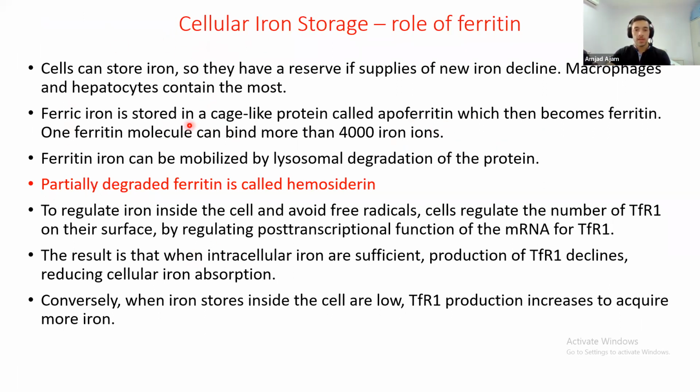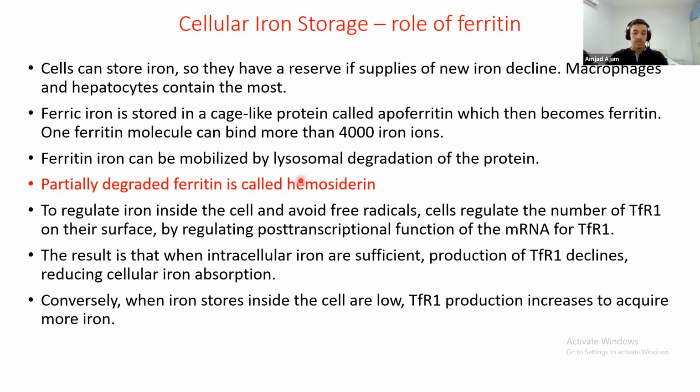Everything here, I think I stated it. So let's just go through it. Cellular iron storage, the role of ferritin. We said that cells can store iron in the form of ferritin, mostly in the macrophages and the hepatocytes, which contain the most iron storage. Ferric iron, which is Fe3+, is stored in a protein called apoferritin, which then becomes ferritin. Apoferritin is basically without iron. When iron binds to it, it becomes ferritin or holoferritin.